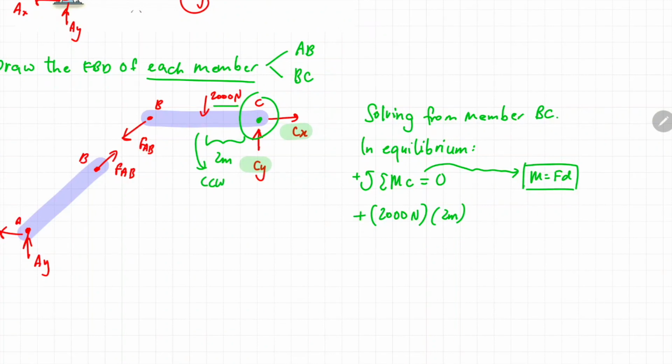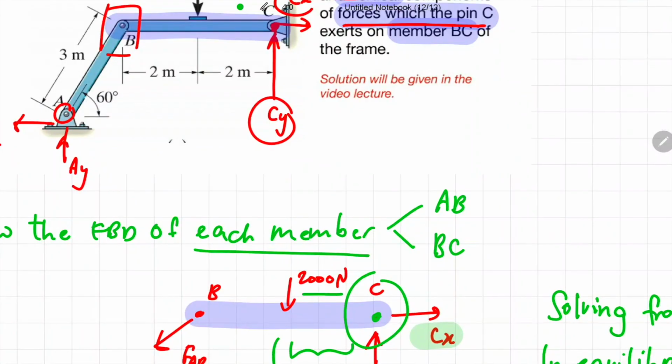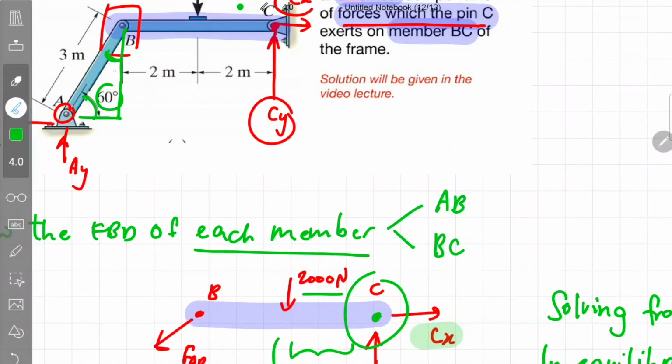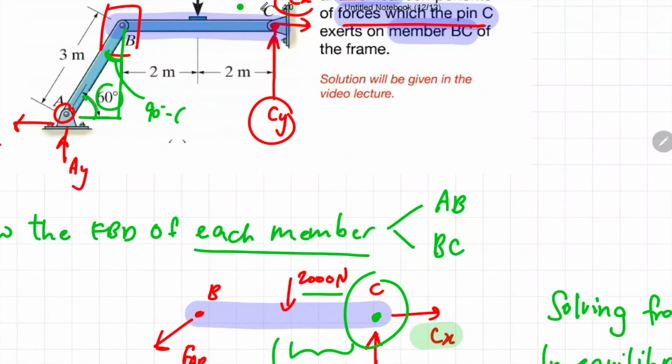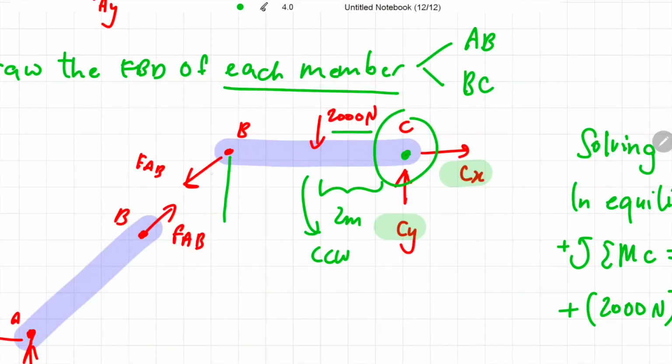Okay, now let's look at this FAB. FAB is slanted, so you can resolve it into an equivalent X and Y direction. So we need to know the angle at this one corner. So let's look at the original diagram. If you draw a triangle over here, this angle is 60 degrees. So the angle of this tiny space here will be 90 degree minus 60 degree, and the remaining angle is 30 degrees. So our theta is 30 degree.